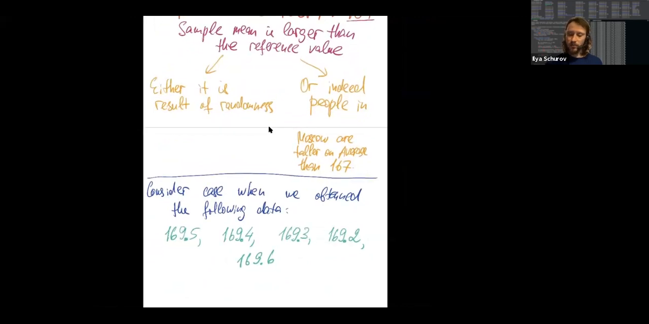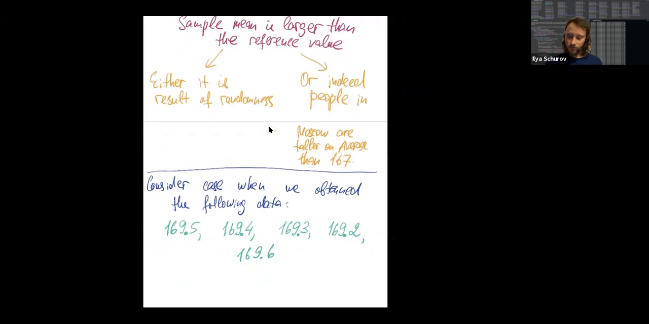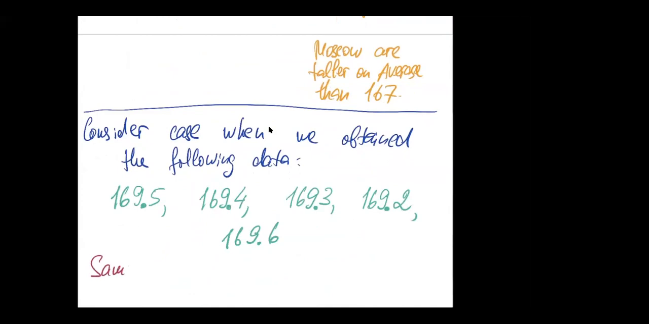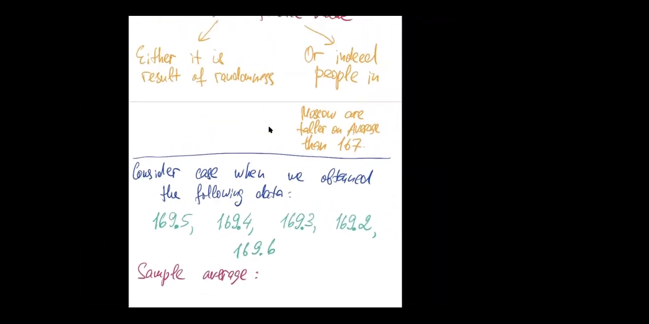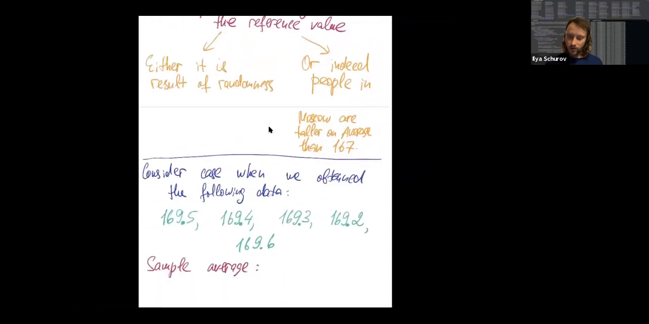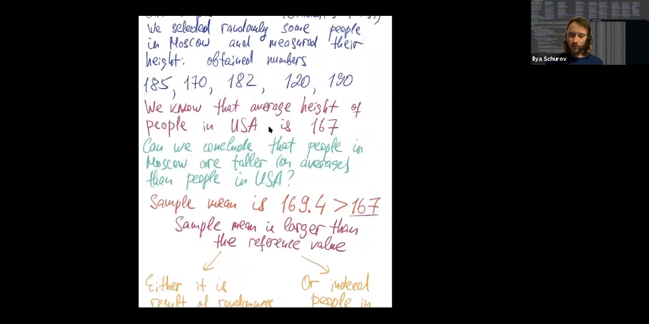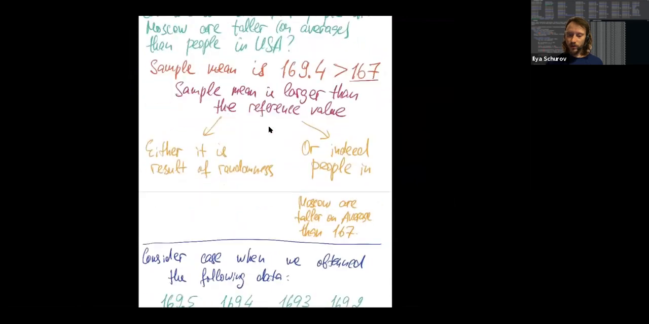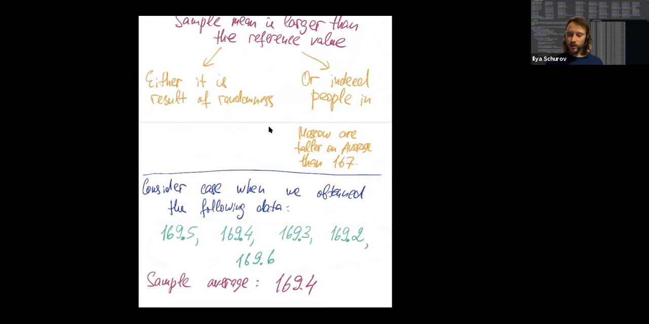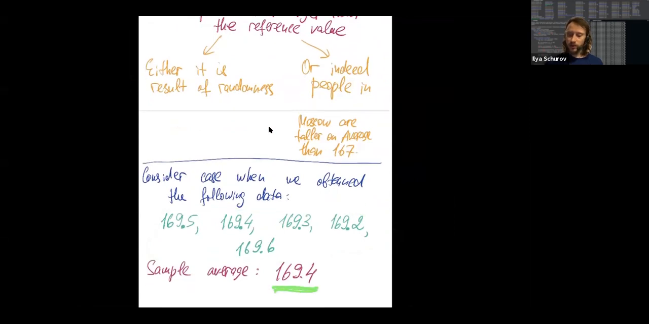Again, we can find a sample average. What is the value of the sample average here? If I made everything correctly, then the sample average is the same as previously. You can check it. But let us look at these two samples, the one that we had previously and this new sample. In both cases, we have the same sample average, 139.4, and in both cases, it is larger than the reference number.